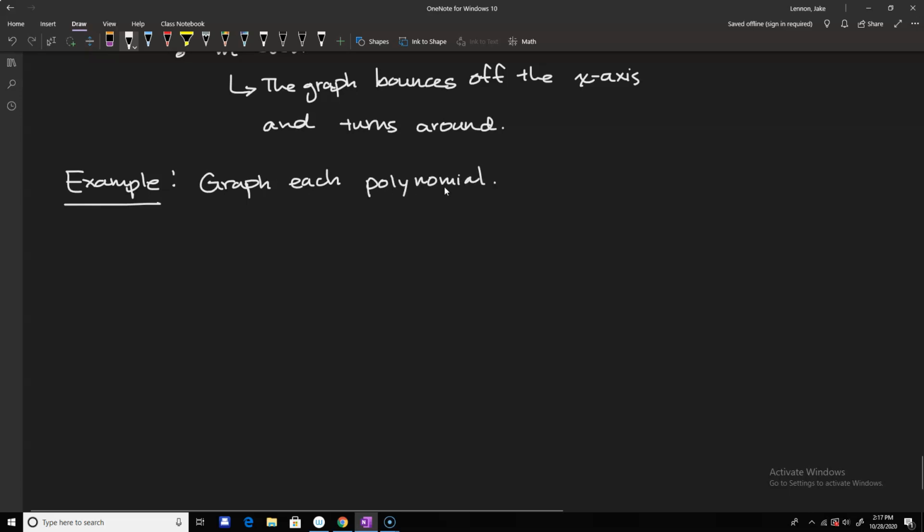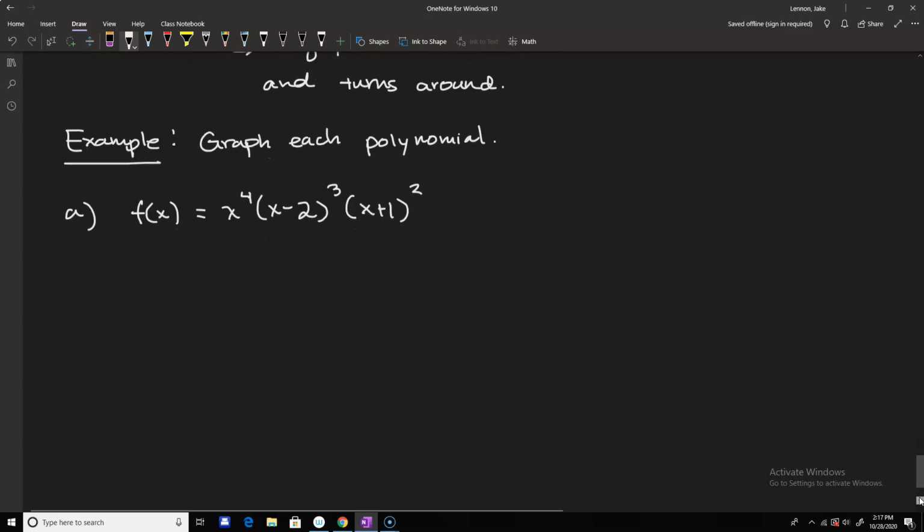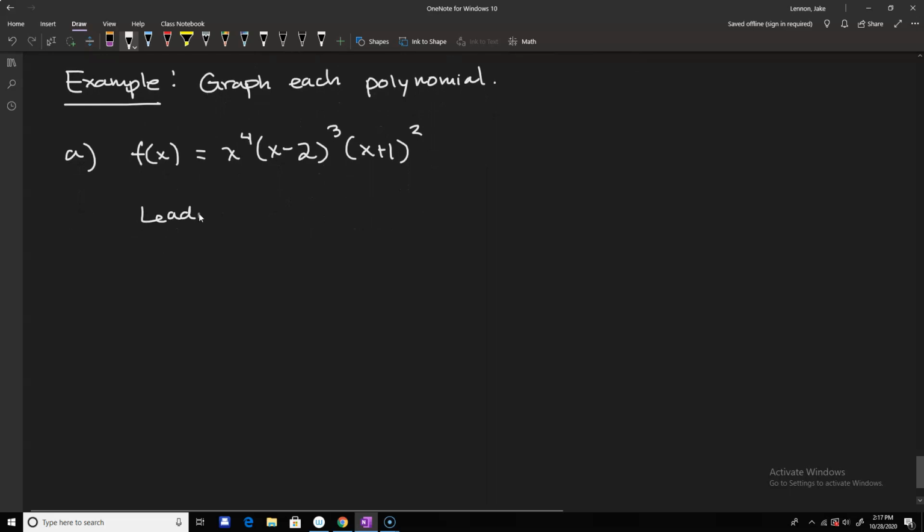So A, let's say we have f of x equals x to the fourth times x minus 2 to the third times x plus 1 squared. So similarly to the last example, if you multiplied everything out, and we just focused on the leading term, the leading term would end up being an x to the fourth from the first factor, an x to the third from the second factor, and an x squared from the last factor. So it would be x to the fourth times x cubed times x squared. You would add all those exponents and get x to the ninth. So that would be 1, the number in front, which is positive, and 9, which is odd.